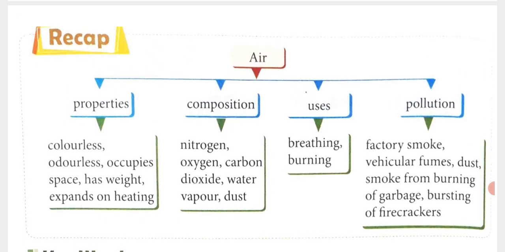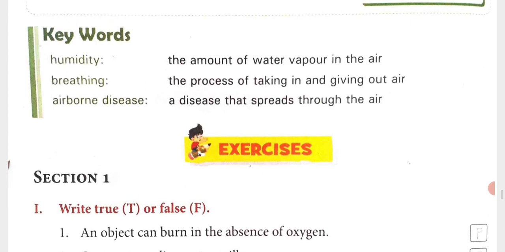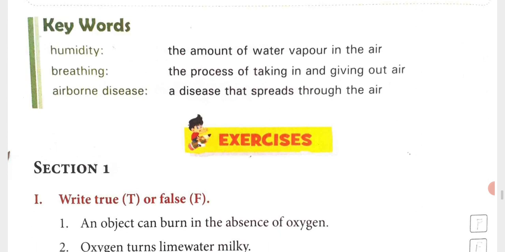Now this is a recap, observe it. Properties of air, composition and uses, and pollution. Keywords: humidity, the amount of water vapor in the air; breathing, the process of taking in and giving out air; airborne diseases, diseases that spread through air.